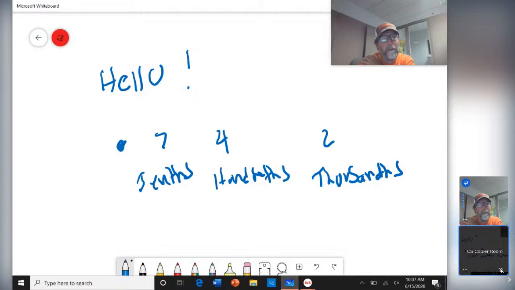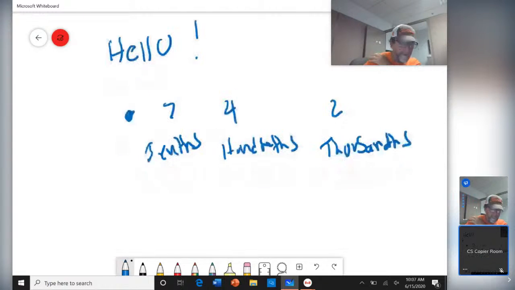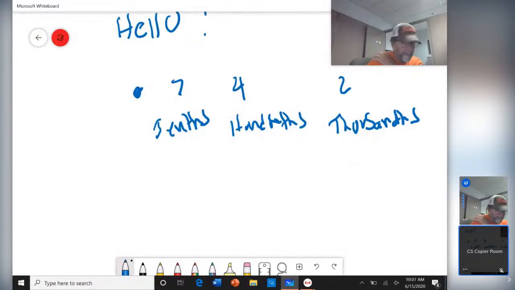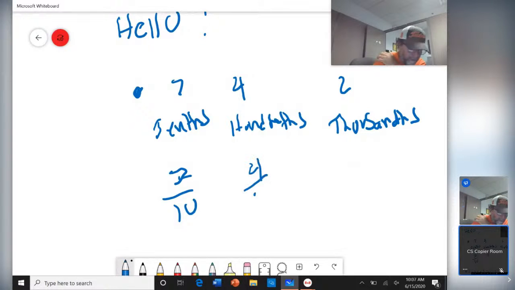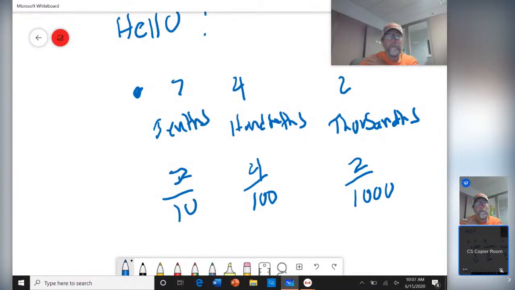So really what these numbers would mean is, if we just look at the 7 here, 7 tenths. Literally all that would mean is 7 over 10. The next one would be 4 over 100. And the last one would be 2 over 1,000. That's how you would write that, basically. So we have the tenths, hundredths, and thousandths.